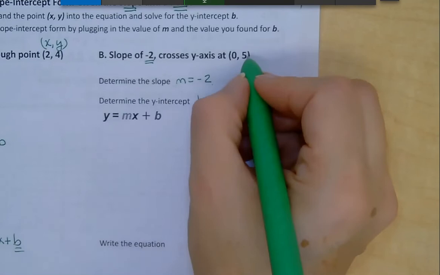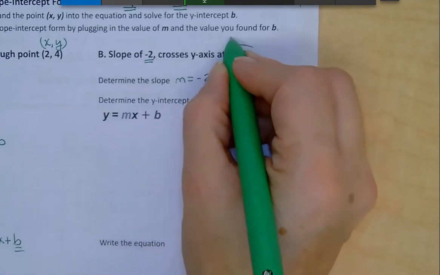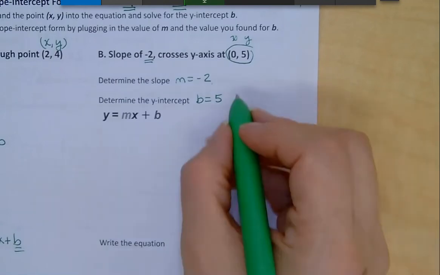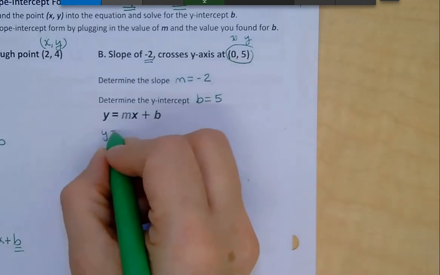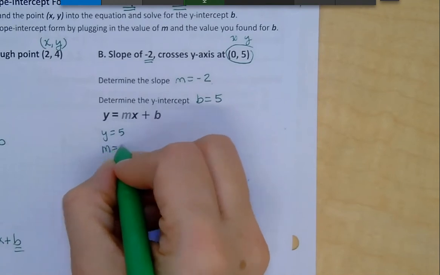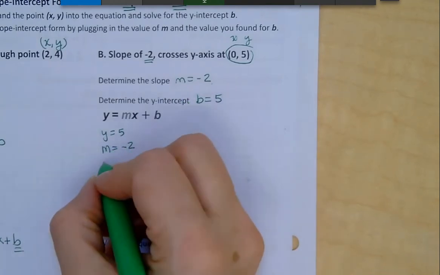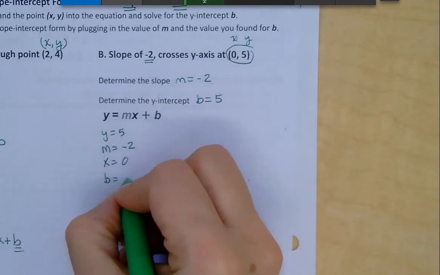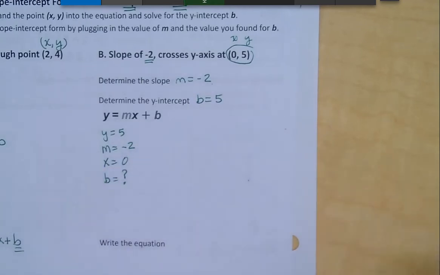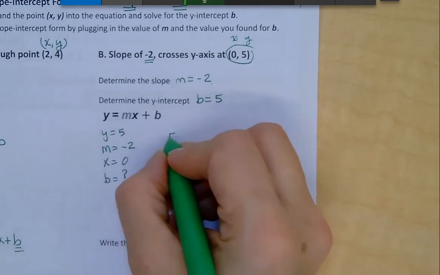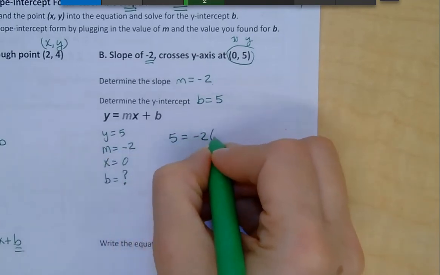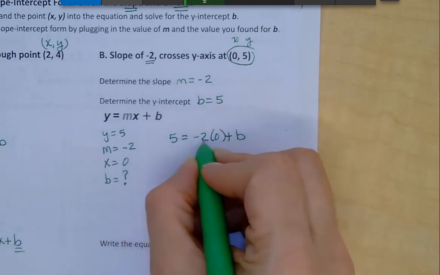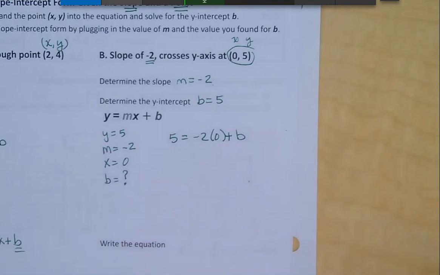Okay, so we're going to use this point. So I know I have an x and I have a y. This is just in case you didn't notice it was the y-intercept. My y is 5. My slope is -2. X is 0, and b is the thing I am trying to find out. So if I write this all out, I'm going to have 5 equals negative 2x plus b. This is y, m, x, and I don't know b.